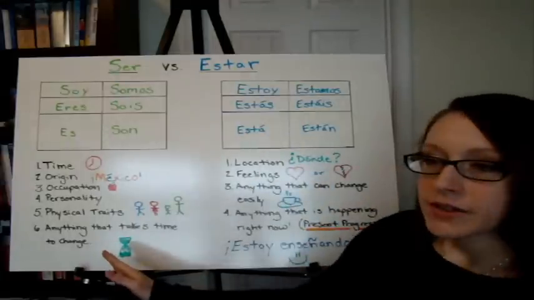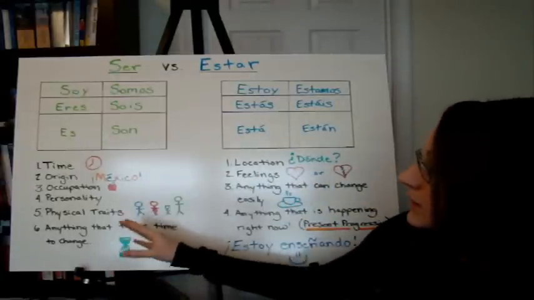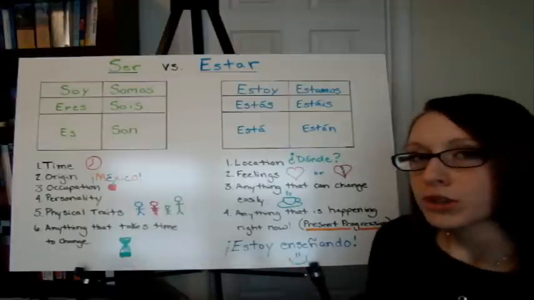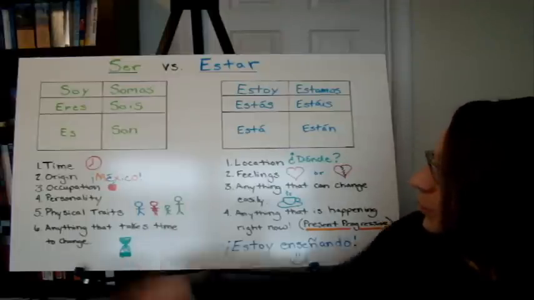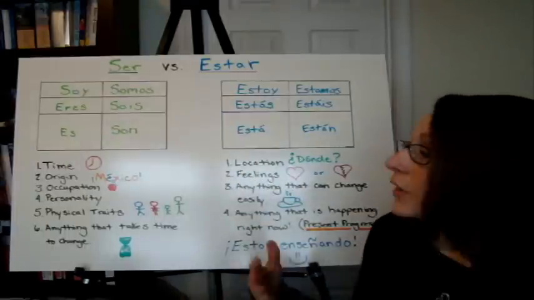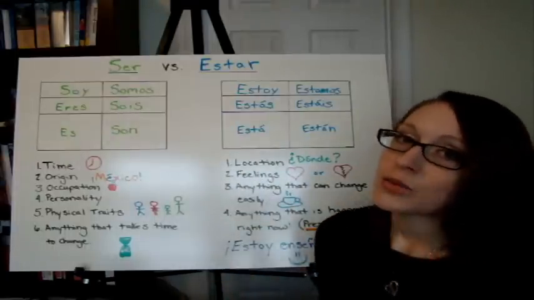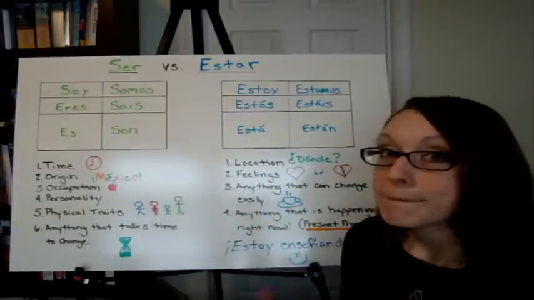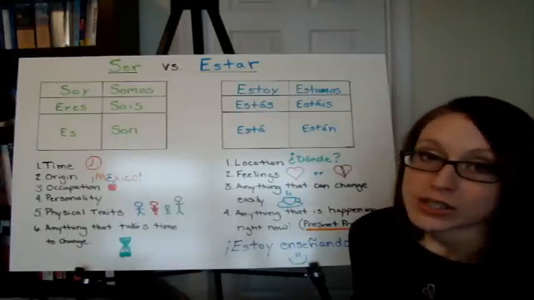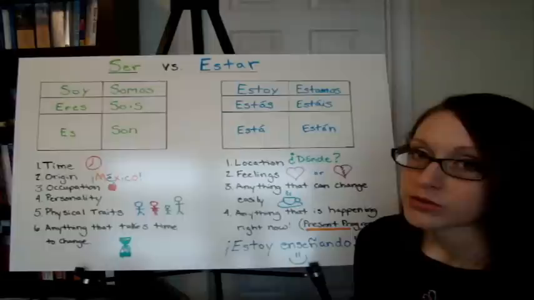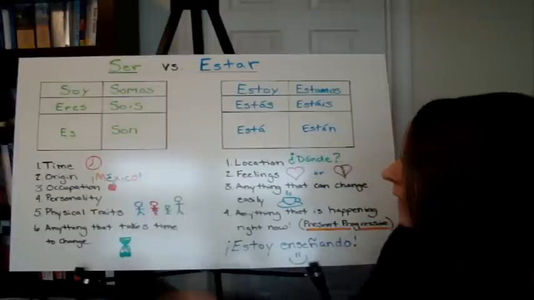Ser is the very opposite of that. Ser deals with describing things that are pretty permanent or things that take time to change. Things, for example, like time. There are only 24 hours in the day. Whether we like that, whether we want more time or we want less time, we can't do anything about it. There will always be 24 hours in a day, so we can't change that.